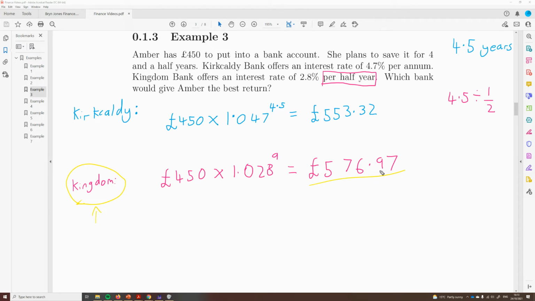They could have asked the question as how much more money would she have if she used Kingdom Bank. So we could do a subtraction here or various other questions. What we'll look at in the next video is a different way to answer this question, in which we don't actually have to use the £450 at all. But I think that'll be enough for today.